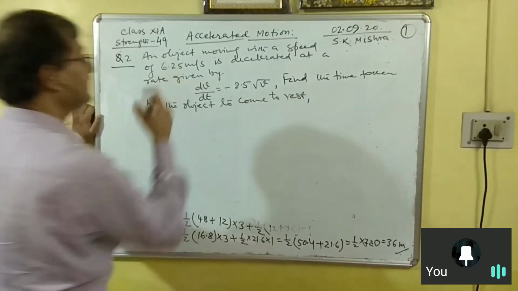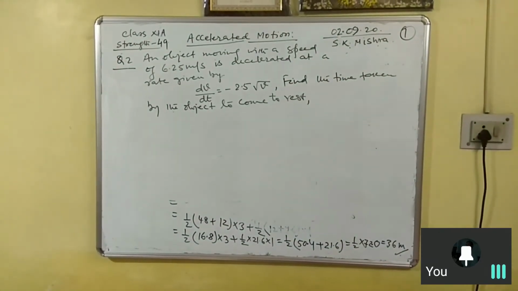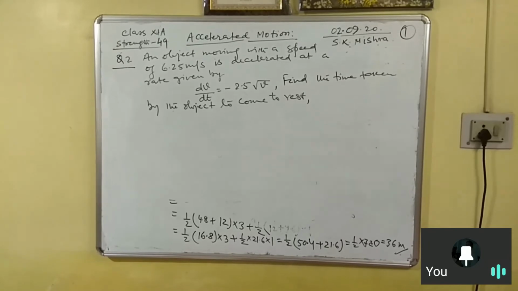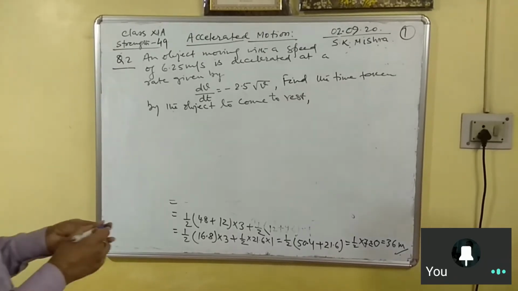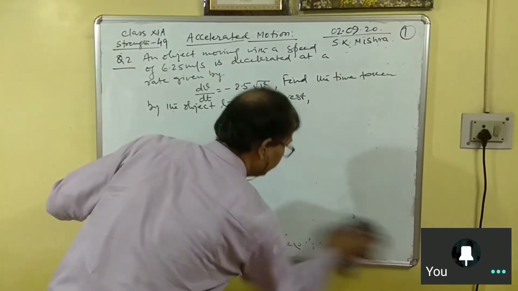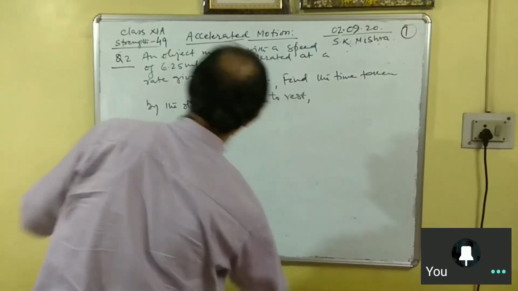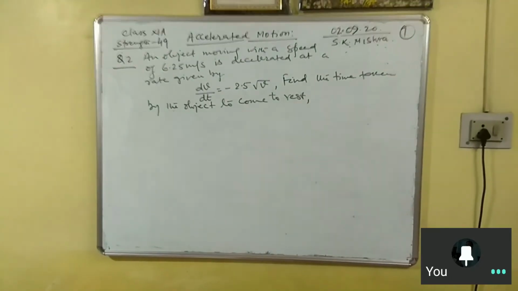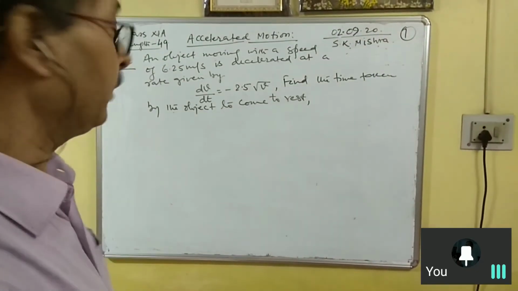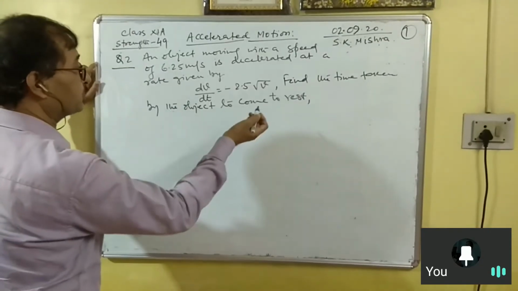Remember, this v is instantaneous velocity or speed. An object moving with a speed of 6.25 meter per second is decelerated at a rate given by dv by dt is equal to minus 2.5 under root v. It means the object is going to be at rest from a speed of 6.25 to the final speed 0. So, you have to find the time taken by the object to come to rest.